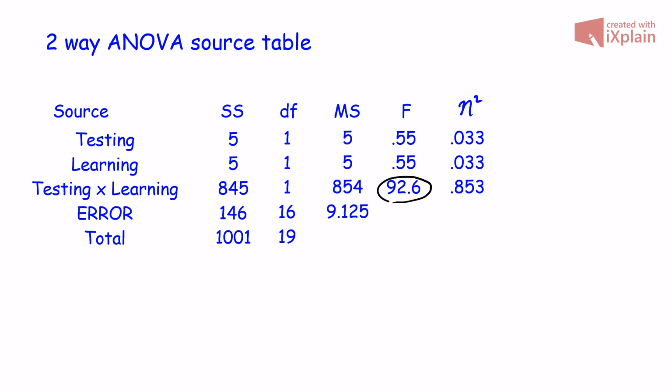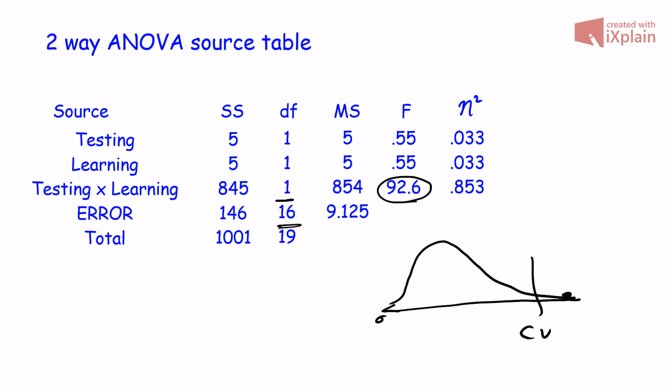Well, we have an F for the interaction of 92. That's huge. It's a very large effect. We would need to look up with 1 and 16 to find the critical value in the back of the book. Again, column 1, row 16 would give us the critical value, an alpha value of 0.05. And again, this 92 is going to be larger than that. So we would have a drawing like this. The F value. And we're going to have the critical value here. And this 92.6 is going to be way out here. So we are going to reject the null.